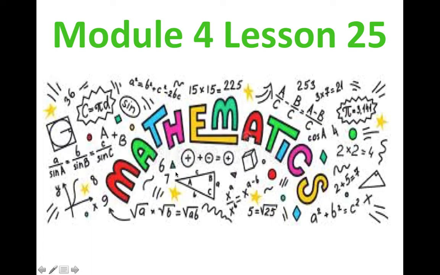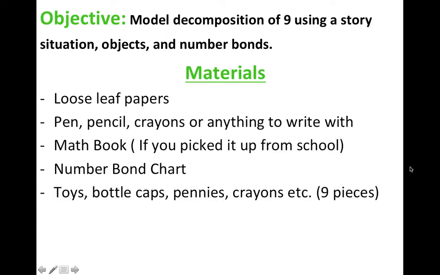So today we're doing module 4, lesson 25, and our objective is model decompositions of 9 using a story, situation, objects, and number bonds, which simply means we are going to find different ways of making 9 using a math story, using our materials, as well as our number bonds.